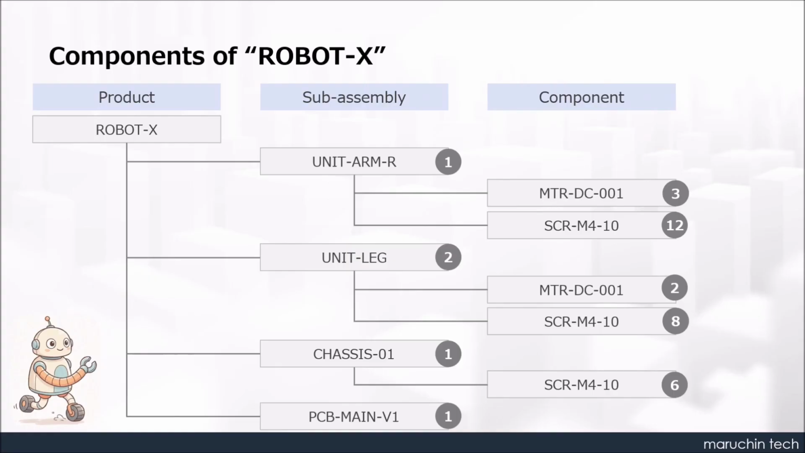Here, we represent the components of Robot X in a tree structure. The components include sub-assemblies and parts. As I mentioned, the sub-assemblies are the right arm, legs, body, and the circuit board. Then there are the parts that make up each sub-assembly. The screws are common parts used across different assemblies. The number attached to each box represents the required quantity. For example, one Robot X requires one right arm. Furthermore, one right arm requires 3 motors and 12 screws.